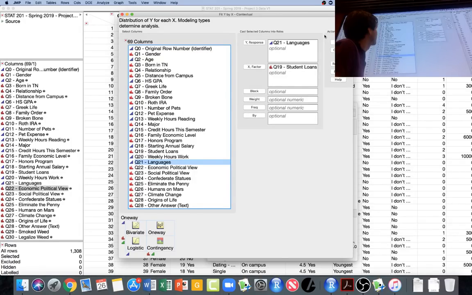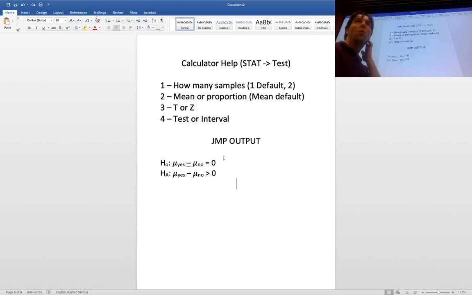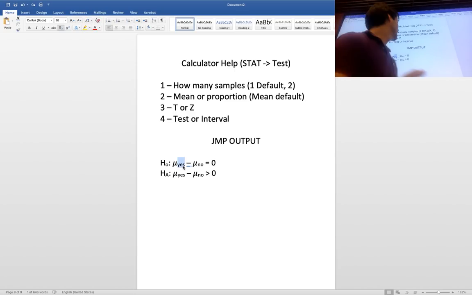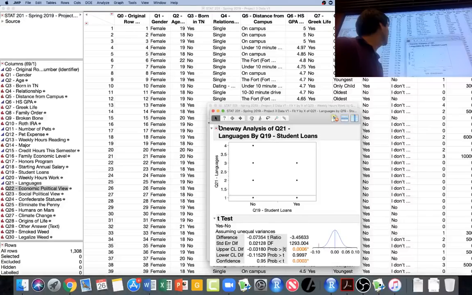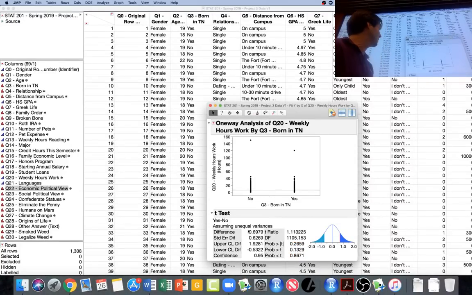And if you notice, this is what we've done right here. Mu yes minus mu no. Whatever the names of the two groups are will go right here. Does that make sense? Like on your practice test, it's got USA and Britain. So if it's USA minus Britain, you'd write mu USA minus mu Britain equals 0 would be the null. So this is what we want to do right here. We want to know how to write that null and alternative when we see this output.